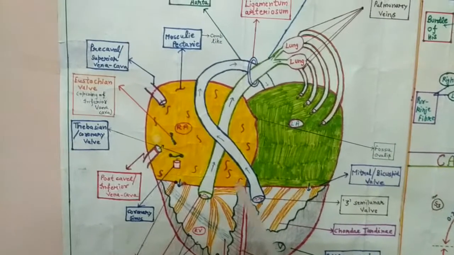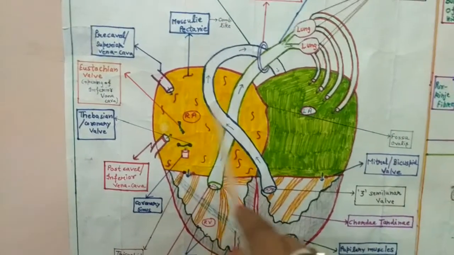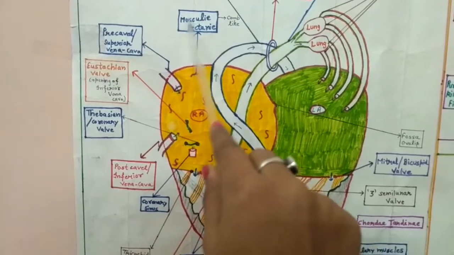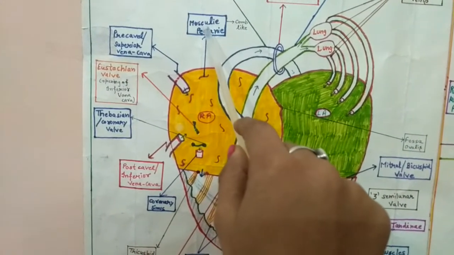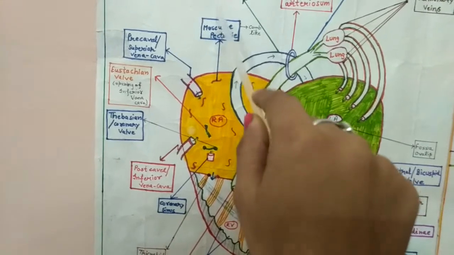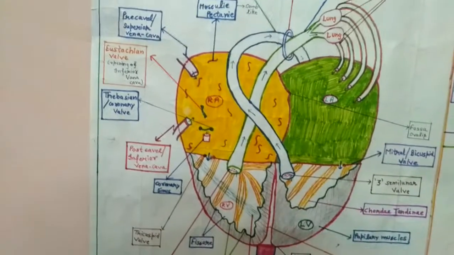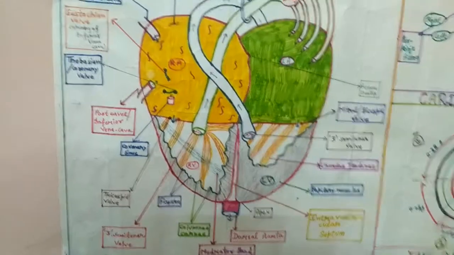Friends, you can also see in the right atrium a comb-like structure. This structure is known as musculi pectini. Musculi pectini helps in increasing the power of contraction of the heart without increasing the heart mass substantially.